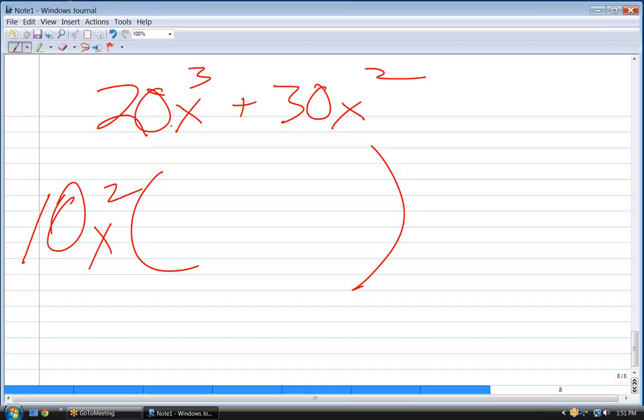If we treat them differently, it's really a simple problem. We're just trying to find the greatest common factor between 20 and 30, and then between x cubed and x squared. Now, after I factor that out, what am I left with? Make sure that before you answer, you do the multiplication. Oh, 2x, I'm sorry. There you go.